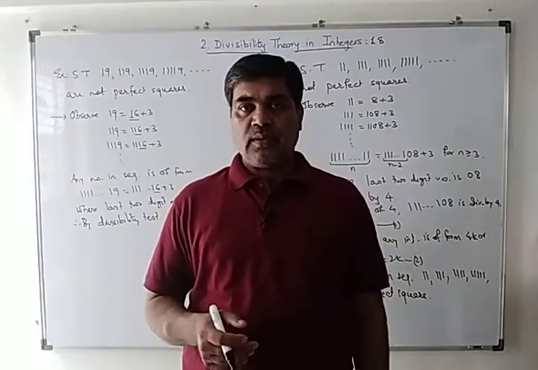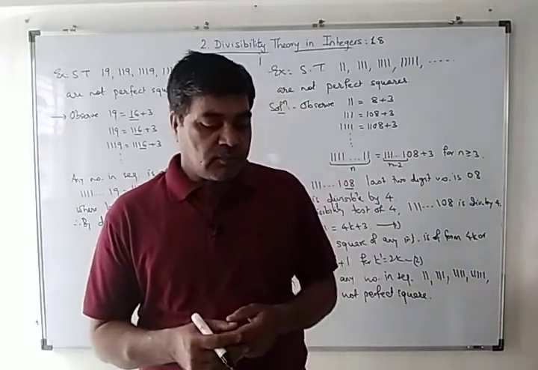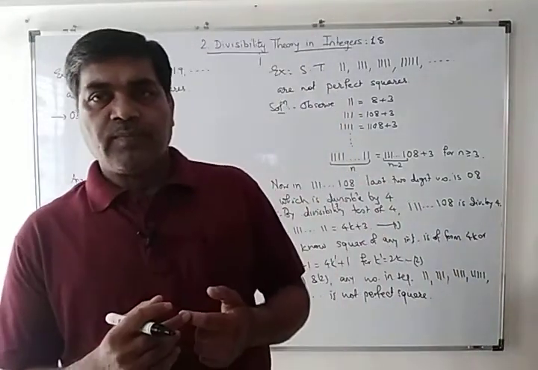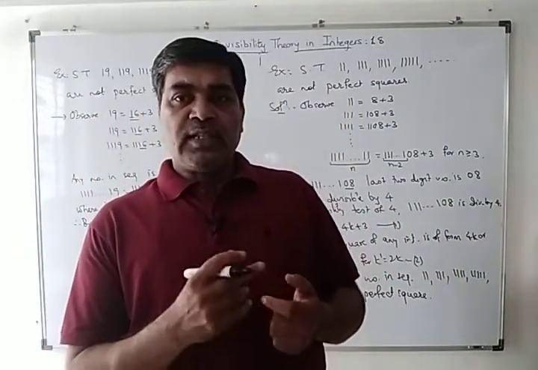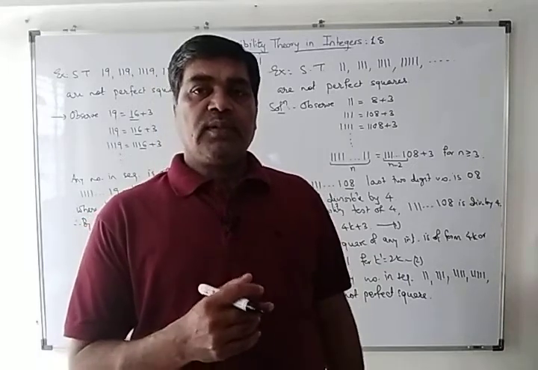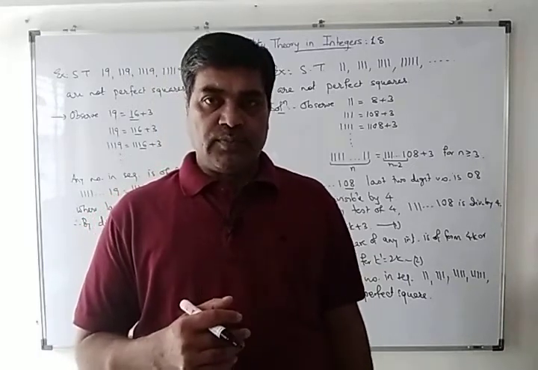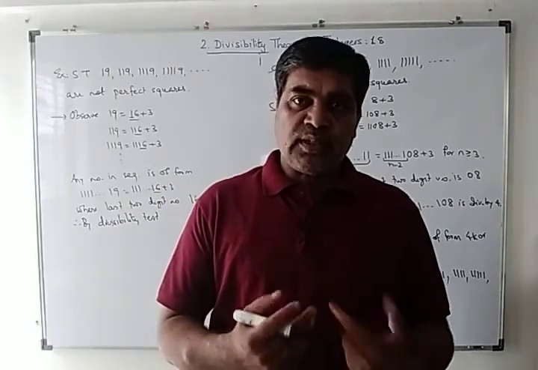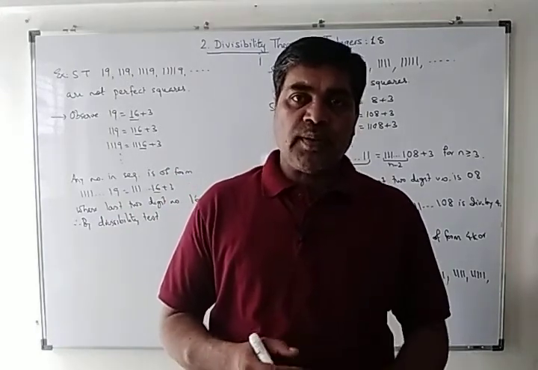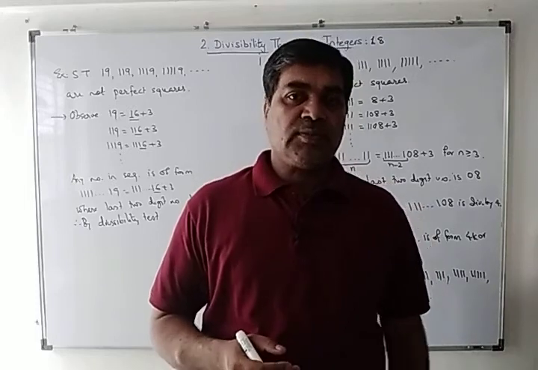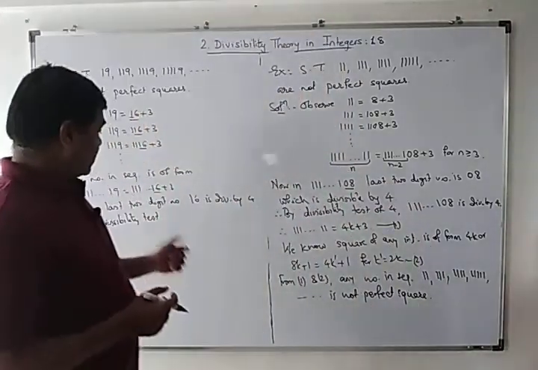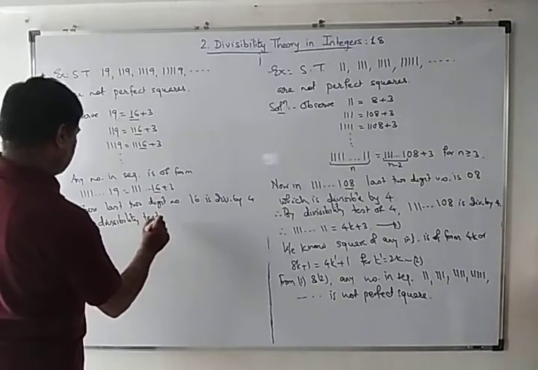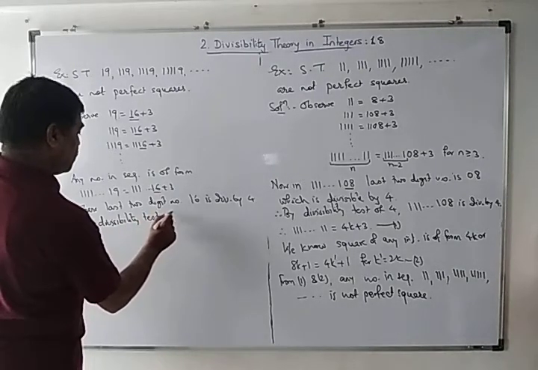Divisibility test for 5: if the last digit is either 0 or 5, that is a multiple of 5, then that number is divisible by 5. If a given number is divisible by 2 and 3 both, then that number is divisible by 6. That is the divisibility test for 6, and so on.